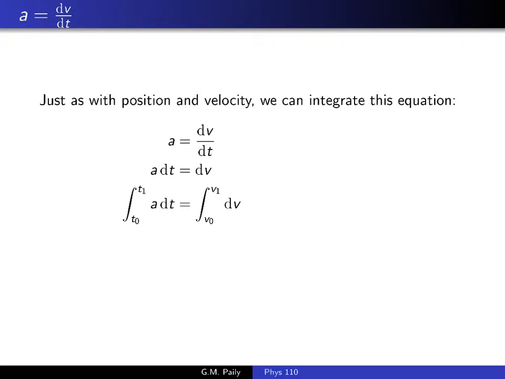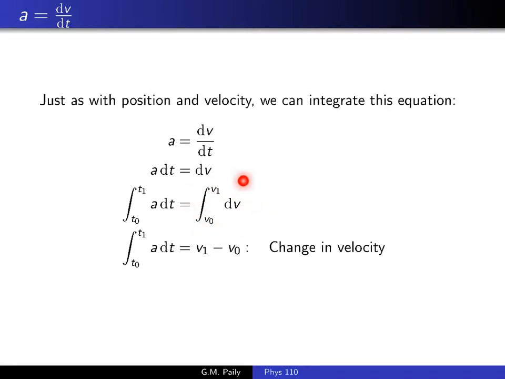Just as we can go from velocity back to position by integration, we can go from acceleration back to velocity through integration. We start with a is equal to dv over dt, rearrange it to a dt is equal to dv, and then we integrate both sides. On this side, the integration is with respect to v. We can see this because of the dv. And so our limits are velocities, v0 to v1. Here the integration is with respect to t, and so the limits are times, t0 to t1.